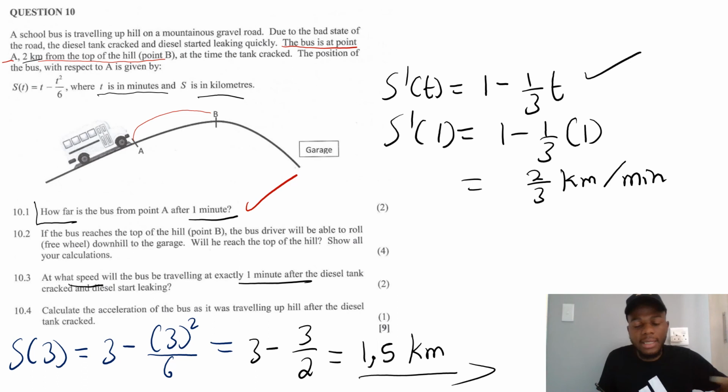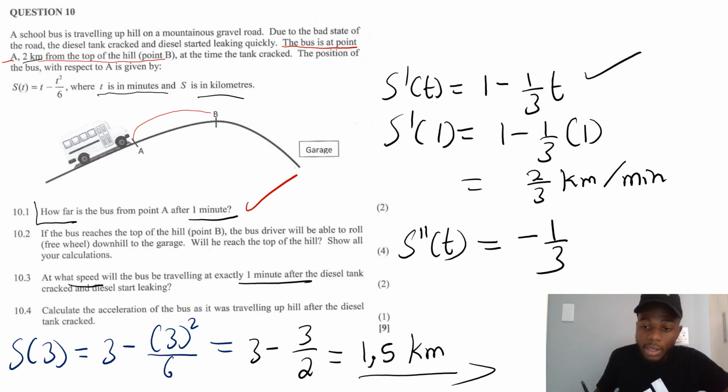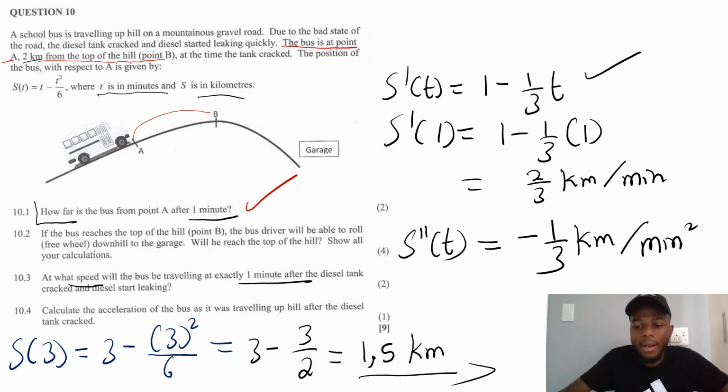We need to calculate the acceleration. To calculate the acceleration, we use the second derivative. So let's determine the second derivative of s. We differentiate this equation, and we get negative 1 over 3 kilometer per minute squared. So this is our acceleration. We are done solving this question.